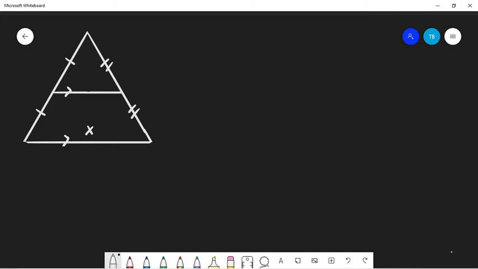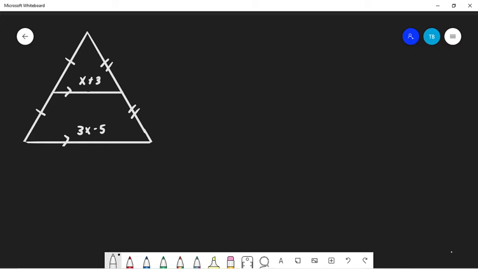Okay, so we'll erase that. Okay, now let's do another one that includes a little bit more algebra. So we'll say this time that the midsegment is represented by the expression x plus 3, and the third side of the triangle, its length is 3x minus 5. And then here we're just asked to solve for x.